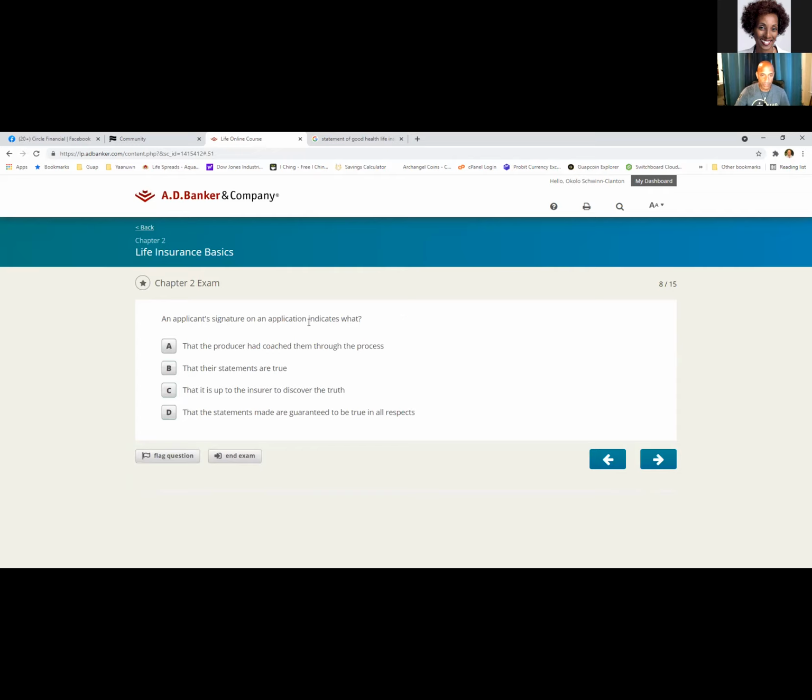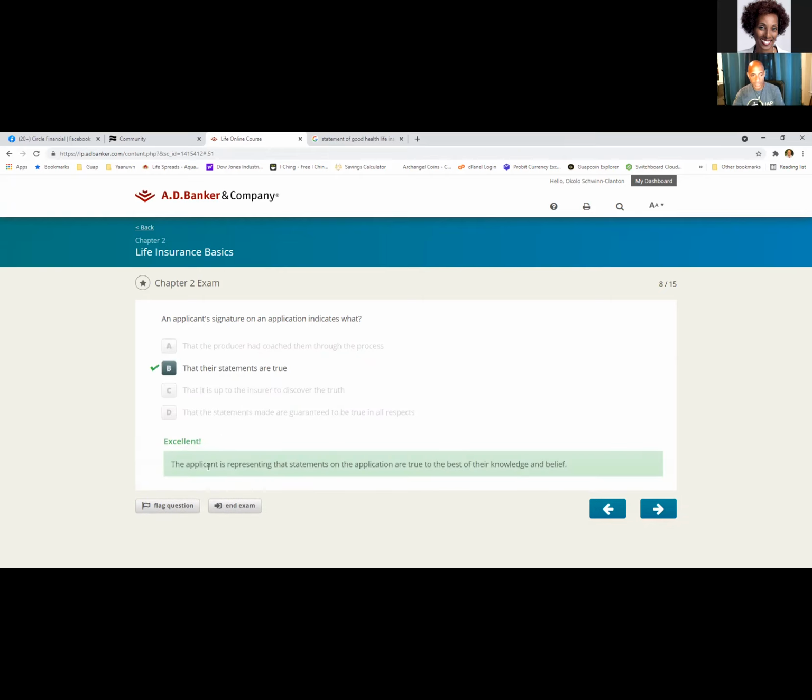An applicant's signature on an application indicates what? That the producer had coached them through the process, that their statements are true, that it is up to the insurer to discover the truth, that the statements made were guaranteed to be true in all aspects. D. You think it's D? So in all aspects is a little bit extreme because there could be some things. Well, this is my recollection. So it's not that extreme. Right. B. I think it's B too. The applicant is representing that the statements on the application are true to the best of their knowledge and belief.